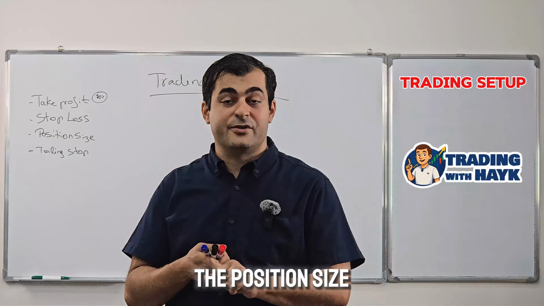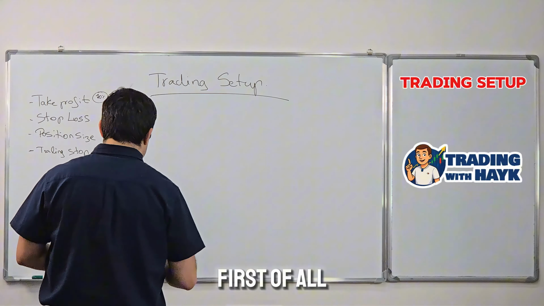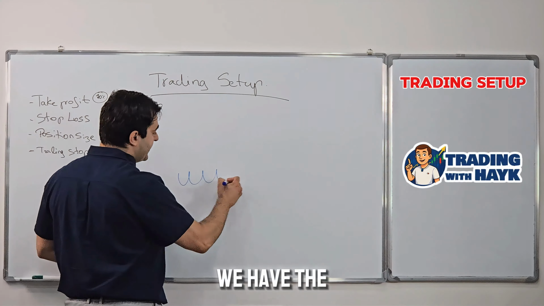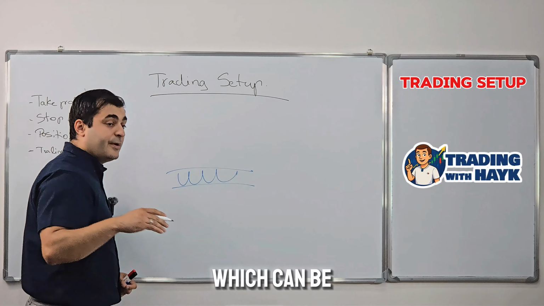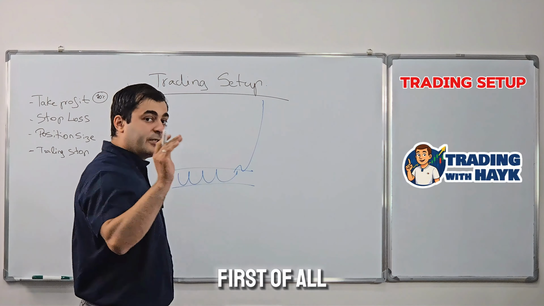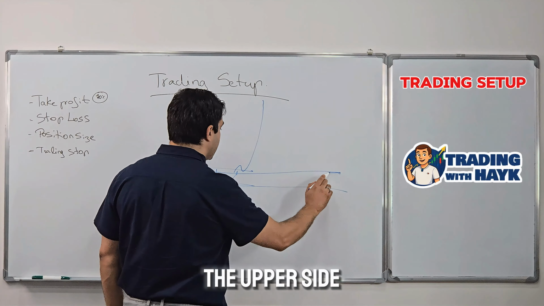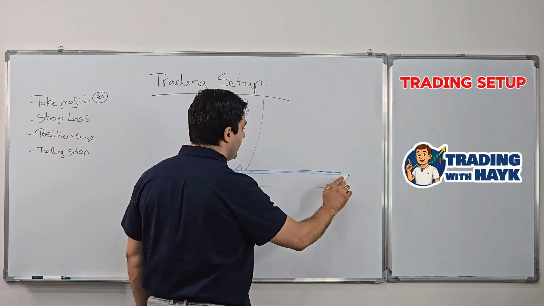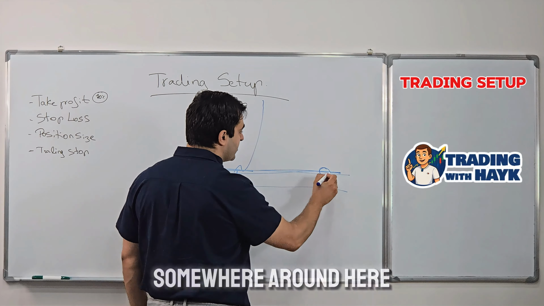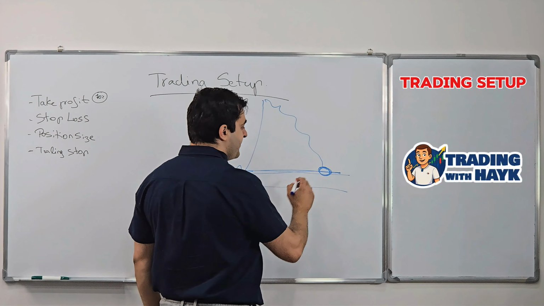So this one is about the trading setup, the take profit, the stop loss, trailing stop, and the position size, right? So let's begin. First of all, again, we remember that we have the zone, which can be a demand zone or supply zone. In this case, let's say it's a demand zone. First of all, our entry should be on the upper side of the demand zone, which could be somewhere around here, whenever the market crashes and reaches our entry point, which can be here, okay?